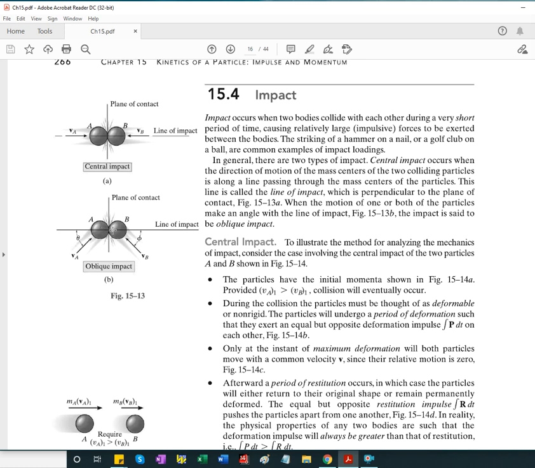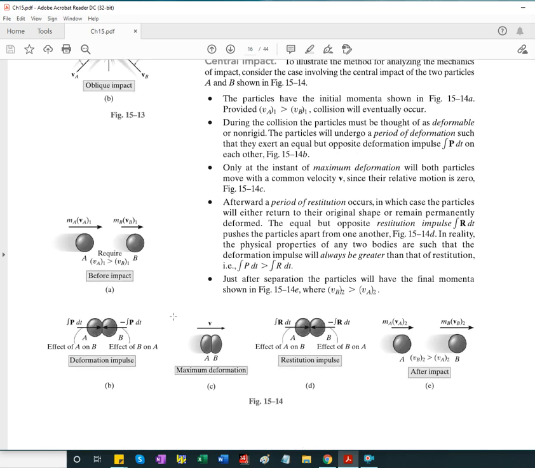If they stay together, they will travel at an angle that is a function of the two angles, theta and phi. So the type of diagram that you would draw is to show the particles before impact and the particles after impact, and then here it shows what is happening in between.